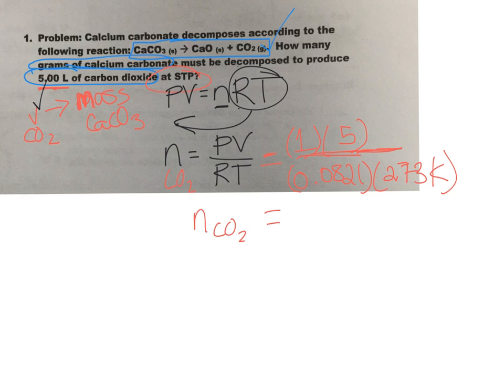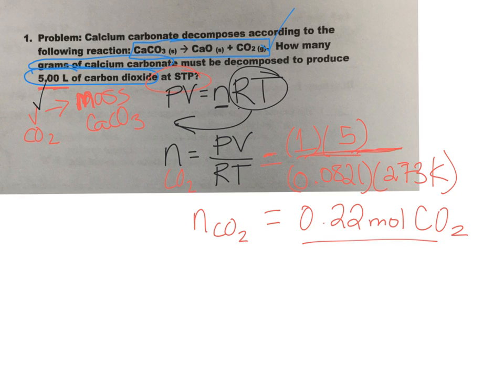Okay, what did you guys get? 0.22. Can I get a second on that? Yeah? Okay, 0.22. And this is moles of carbon dioxide. Make sure you have it labeled. Now we can use stoichiometry because we're going to use that mole bridge. So now we're ready to change it into calcium carbonate, because we're in the same language here.